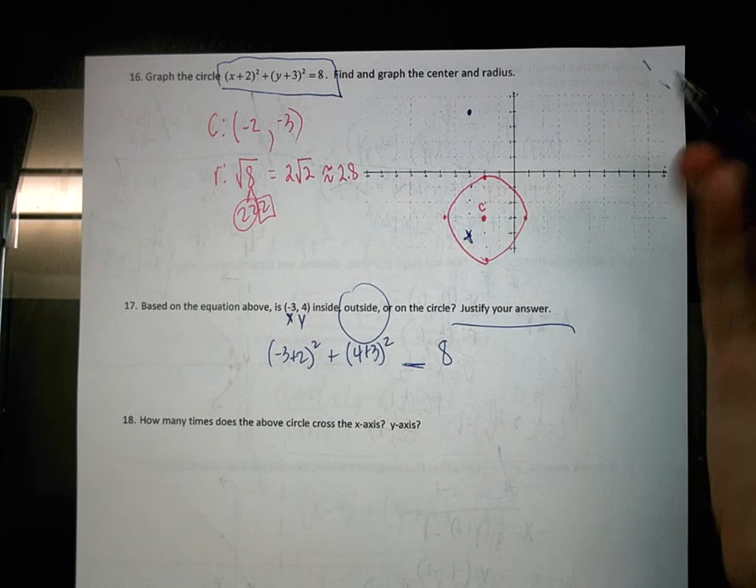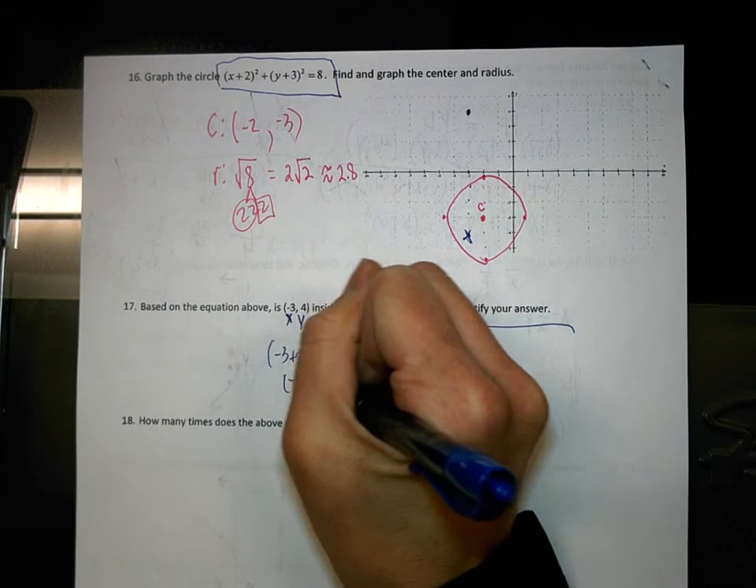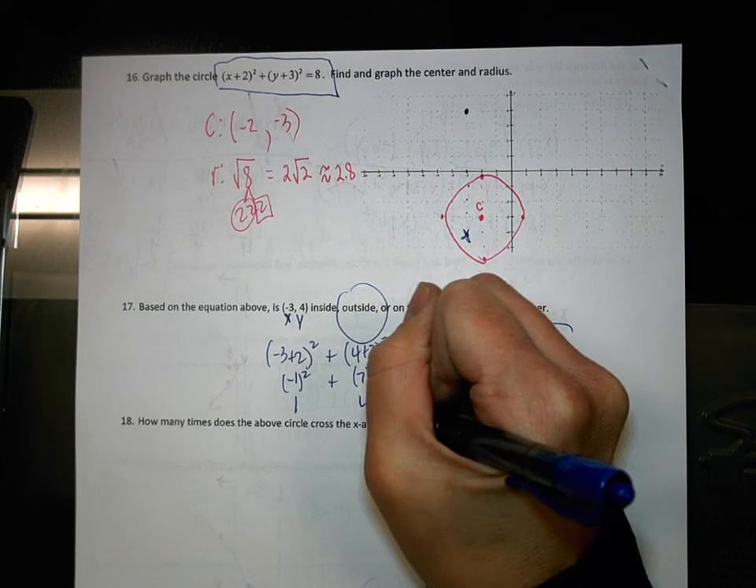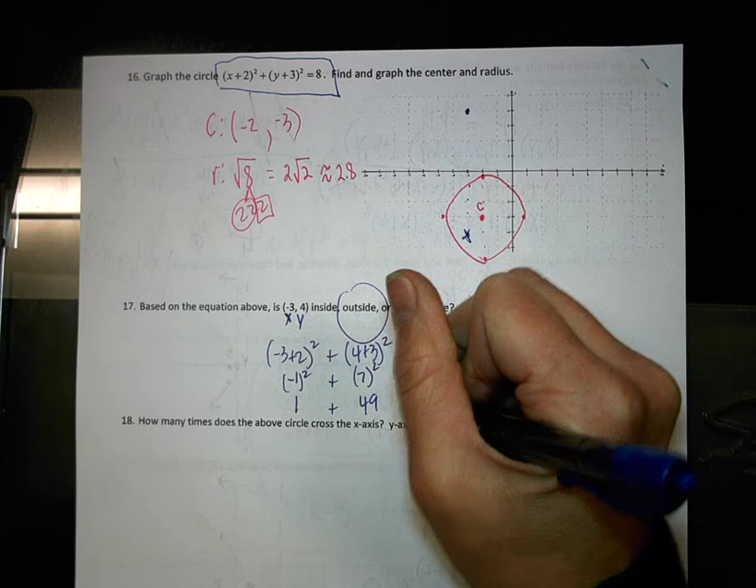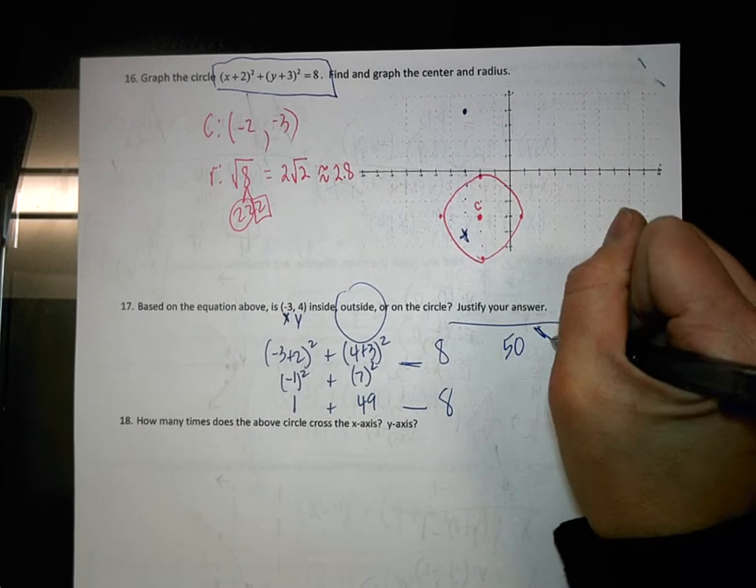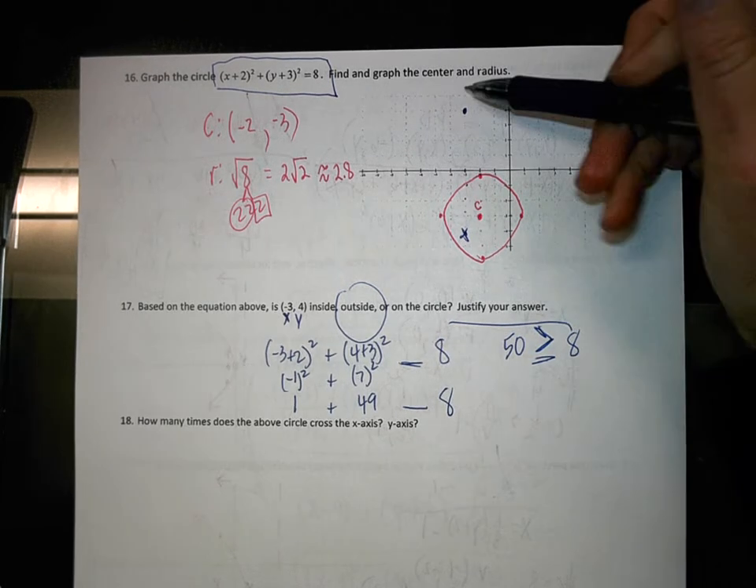So negative 3 plus 2 makes negative 1, and negative 1 squared is 1. 3 plus 4 is 7. 7 squared is 49. 1 plus 49 is 50. And 50 is definitely greater than 8. So since it's greater than 8, we know it's outside the circle.